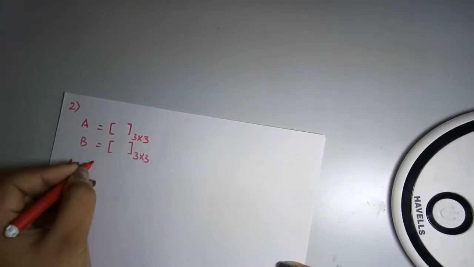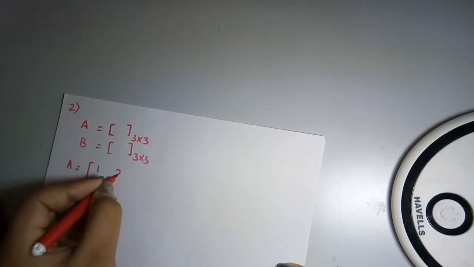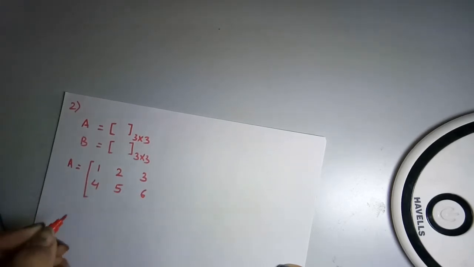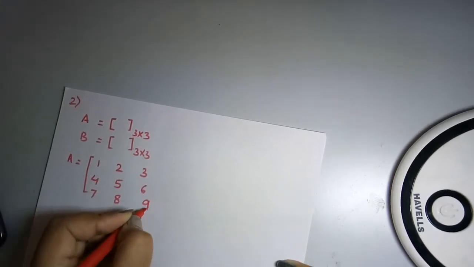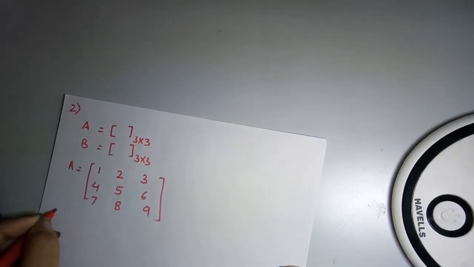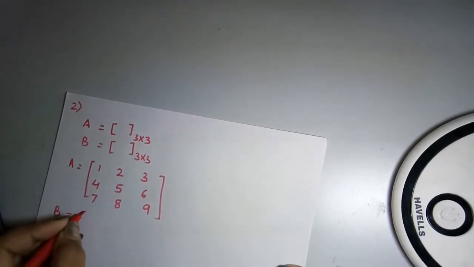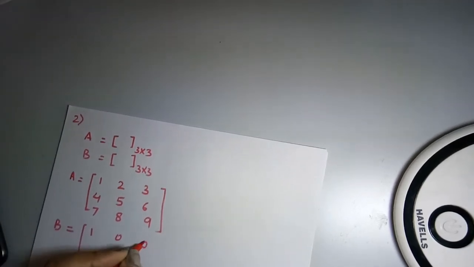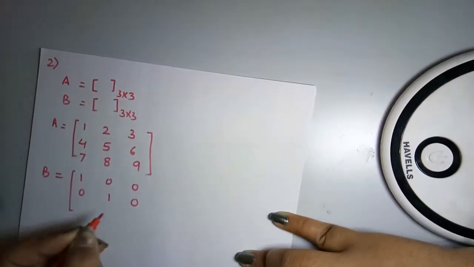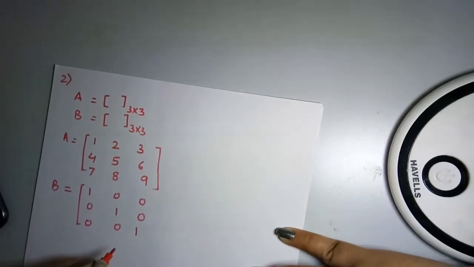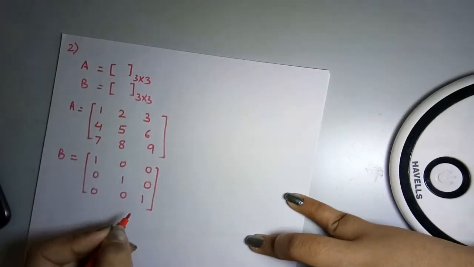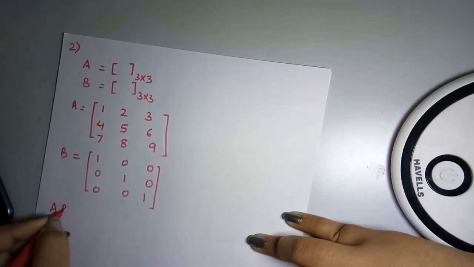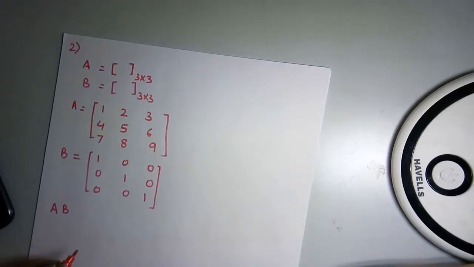So our A matrix is 1, 2, 3, 4, 5, 6, 7, 8, 9. Our second matrix B, I will assume to be the identity matrix of order 3, which is 1, 0, 0, 0, 1, 0 and 0, 0, 1. To multiply these matrices, we shall follow the same steps as we did in our first example.